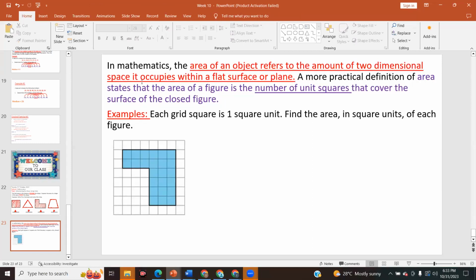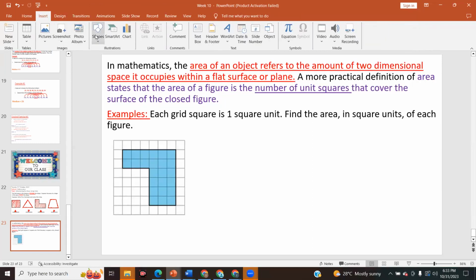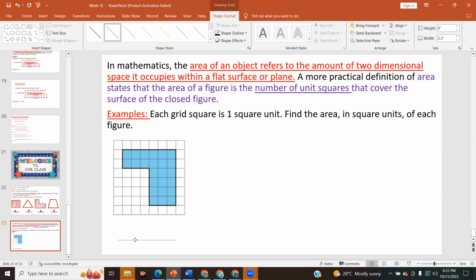So if we want to figure out the area of the shape, what do you think your answer is going to be? Put your answer inside the chat, please. What do you think the answer for this one is? Put the answer inside the chat. Don't say it out loud.